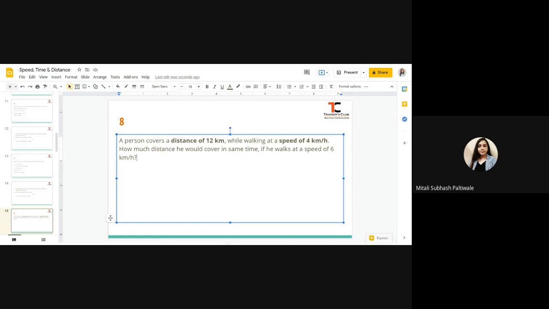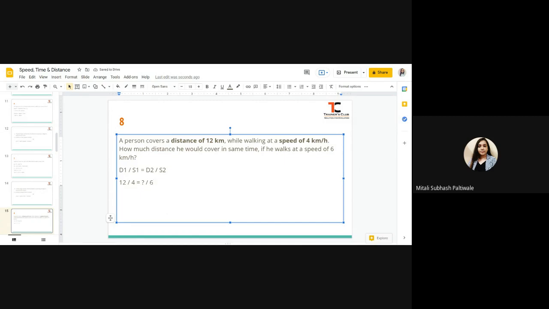Okay. Here there is no need of converting anything because there are straight values given. So we'll just solve with the equation. The equation says d1 by s1 is equal to d2 by s2. So now d1 is 12 and s1 is 4, which is equal to question mark by 6.